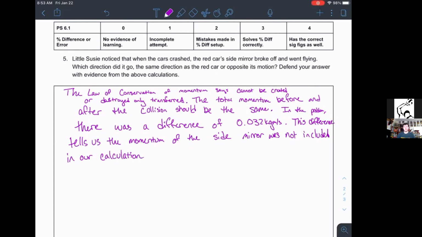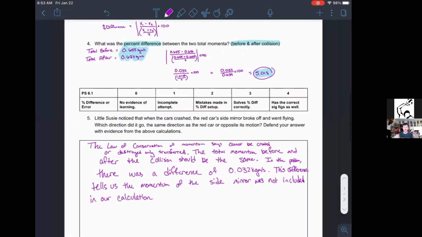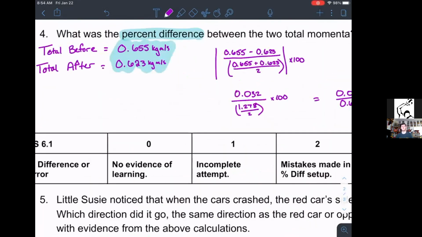So now we have to figure out which way our side mirror was going so that our momentums would be the same. If we look, our momentum after the collision is smaller than our momentum before. And before the collision, we had that side mirror, which means there has to be more positive momentum to add up to the missing momentum.